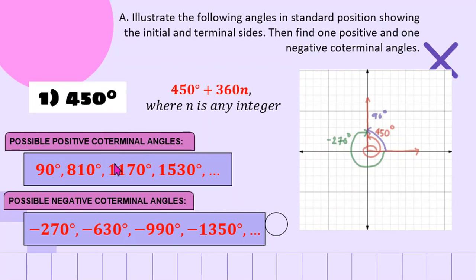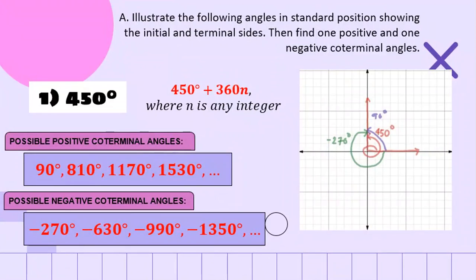And if we are asked for the negative coterminal, we subtract 360. But 450 degrees minus 360 is 90 degrees. And obviously, it's not negative, so it still belongs to the positive coterminal. In order to get a negative answer, you subtract 360 from 90, and that will give you negative 270 degrees. Subtract again, that's negative 630 degrees, subtract again, negative 990 degrees, and so on and so forth.